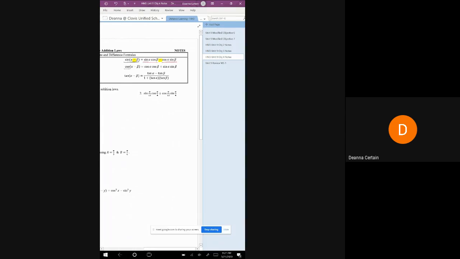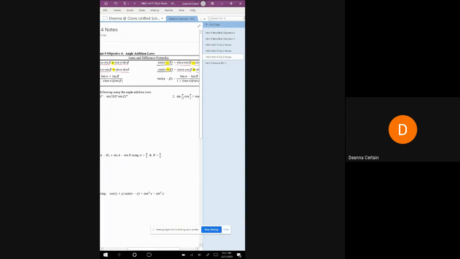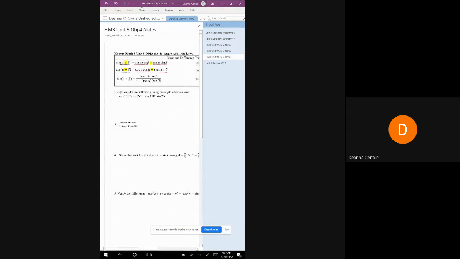Okay, same is true then for subtraction. When we are subtracting 2 angles within cosine, you have cosine of your first angle and cosine of your second angle, sine of your first angle, sine of your second angle. And then if you are subtracting within cosine, you end up adding as you separate it or expand it. Okay? And then with tangent, tangent's probably the most complicated looking of the lot.